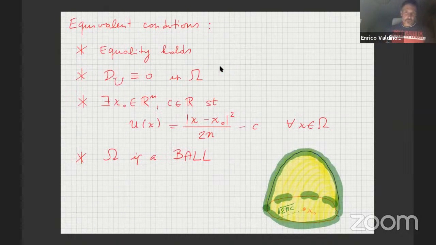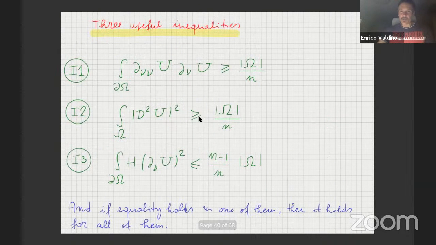The reason for which you want equality is that equality holds if and only if the domain is a ball. Okay, so you have reduced your geometric problem on omega to a bunch of inequalities that, if one of them happens to be an identity, then you are done.